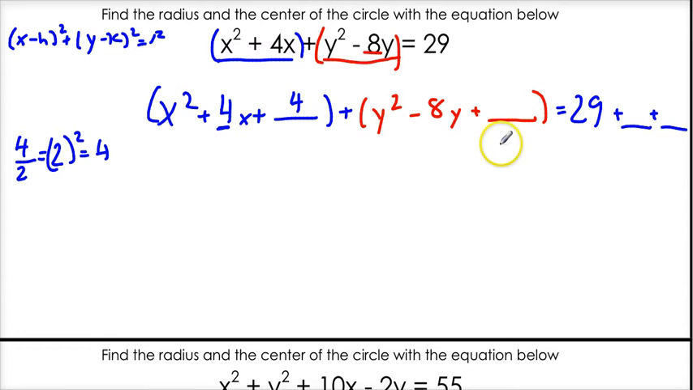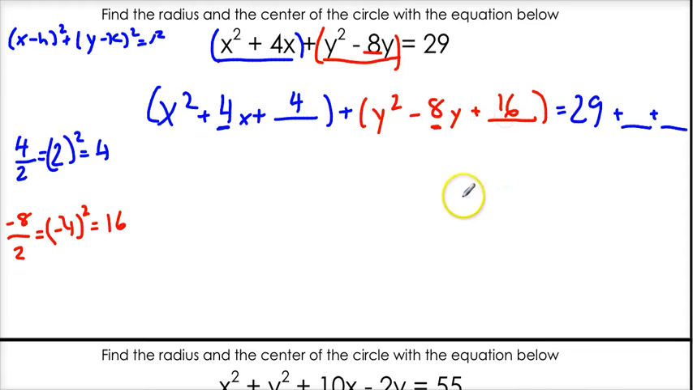We're also going to do it for this guy. So -8, that's our number in front of the y, divided by 2. That gives us -4. We're going to square that, and that gives us 16. Okay, we're looking good so far. Now don't forget, you have to add those 2 numbers to the other side as well, because you have to keep your equation balanced. So that's 4 and 16.